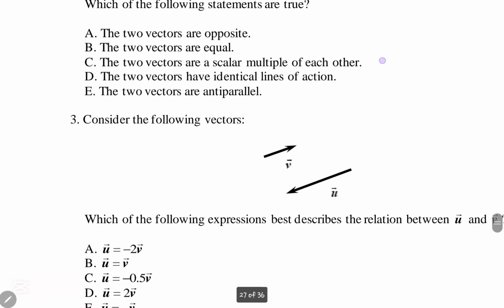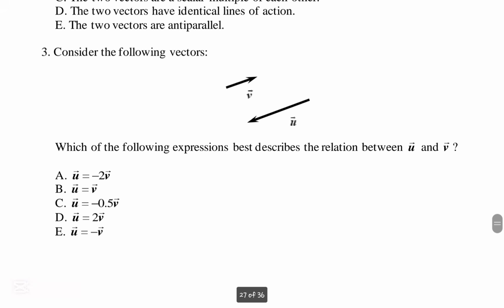So now we'll move on to part 3. What does it say? Which of the following expressions best describes the relation between U and V? So first of all, we look at U and V and we see that they're going in opposite directions. So of course, there needs to be a minus somewhere. Here, this does not contain a minus, so this is not an option. And this does not contain a minus, so this is not an option.